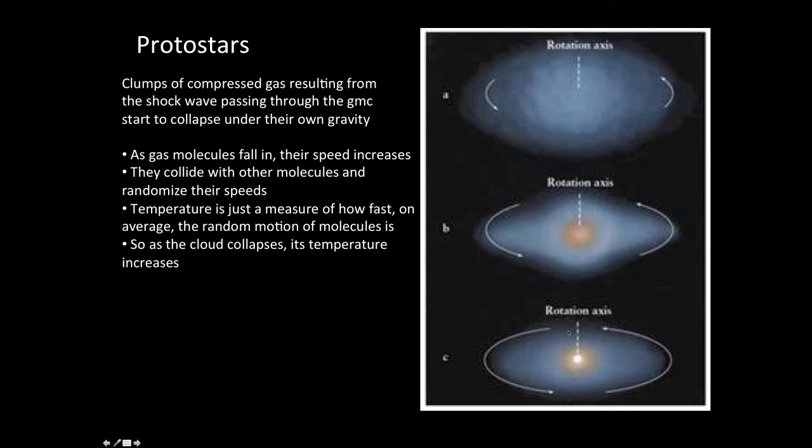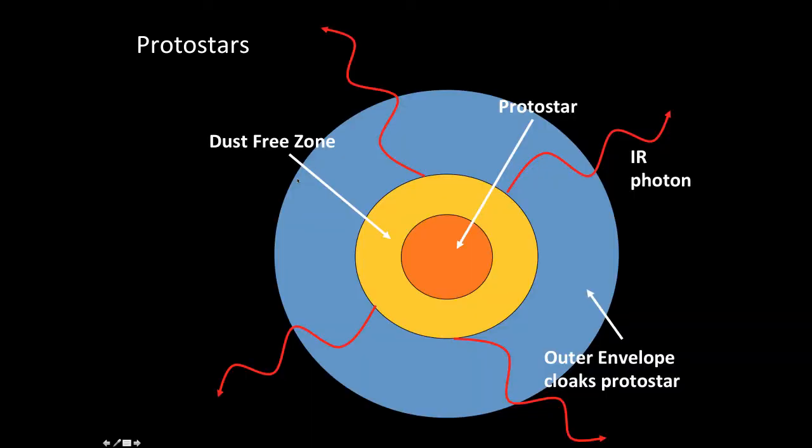hot. Thus, the outer parts of the collapsing cloud tend to flatten out into a disk due to their rotation, and it is this disk which could go on to form planets and create a new solar system. This hot glowing ball of gas surrounded by a protoplanetary disk is what we would call a protostar. Here's a very simple anatomy of a protostar.